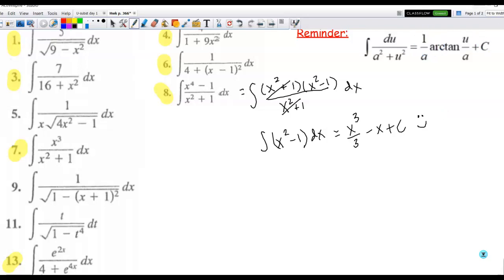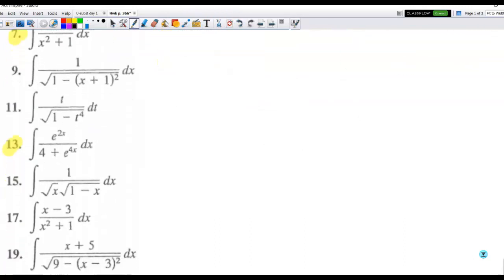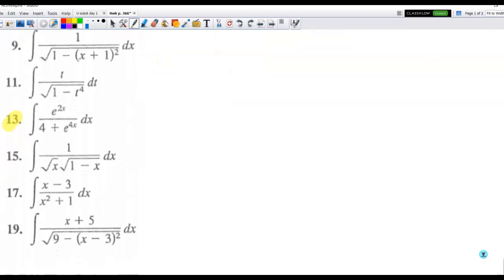So don't make assumptions. Analyze the situation. Use all of your tools. Going on to problem 13. In problem number 13, I am noticing squares in the denominator with a plus.